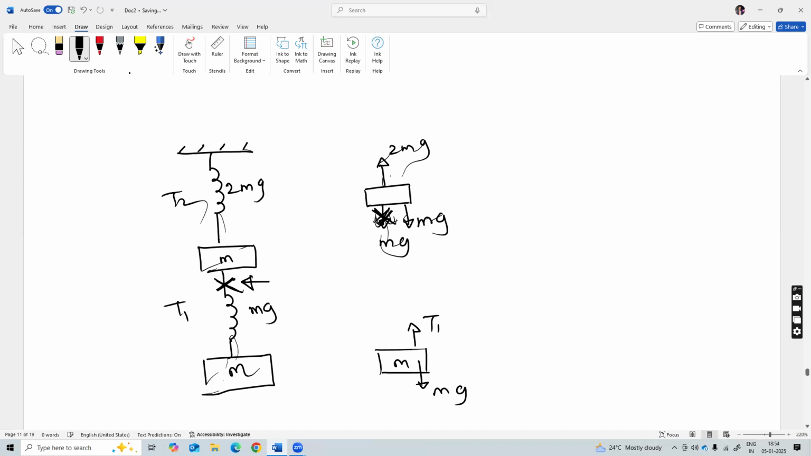So now this body will be under a net force of 2 mg minus mg, which is mg in the upward direction. Therefore, the acceleration will be F upon m. So mg upon m will be the acceleration in the upward direction. If you cut this spring, at that moment this will be the acceleration. This will be g, but in the upward direction.